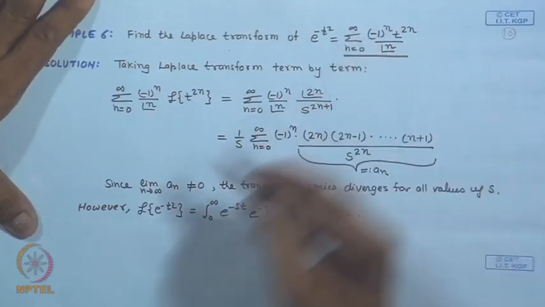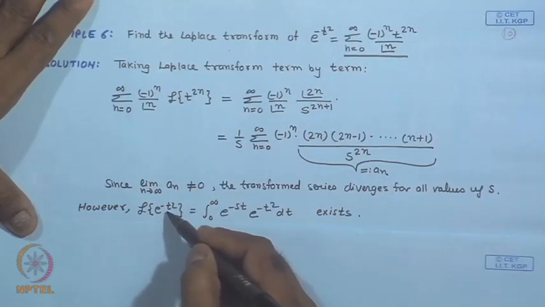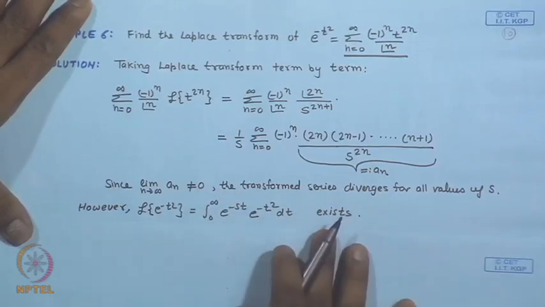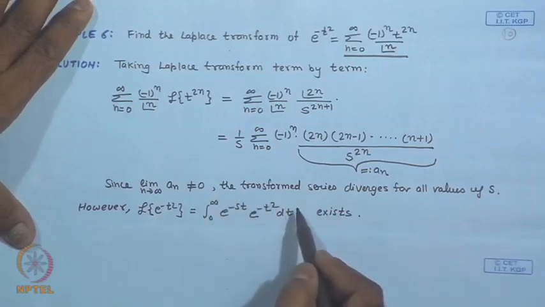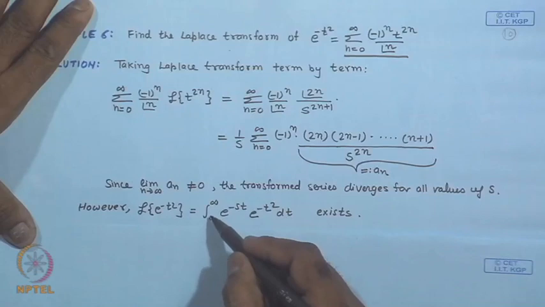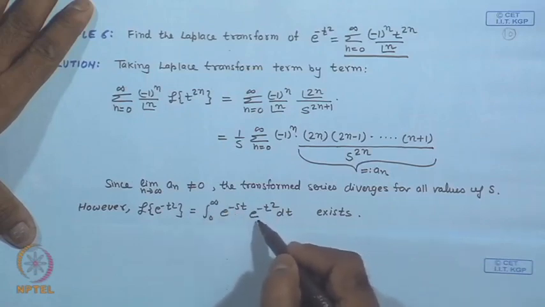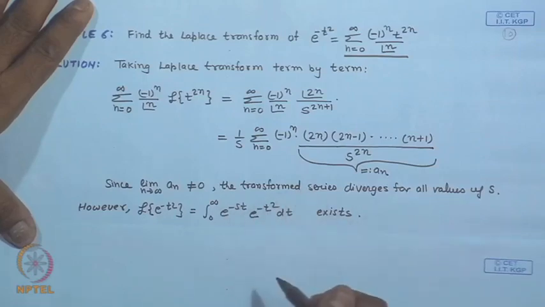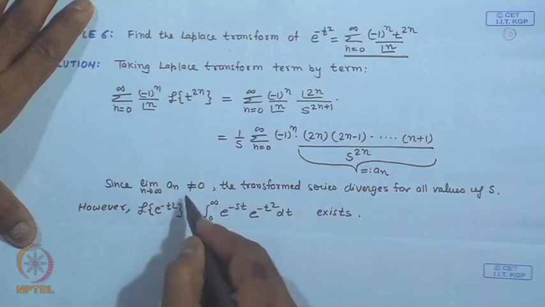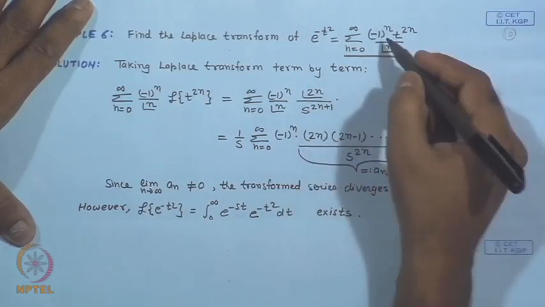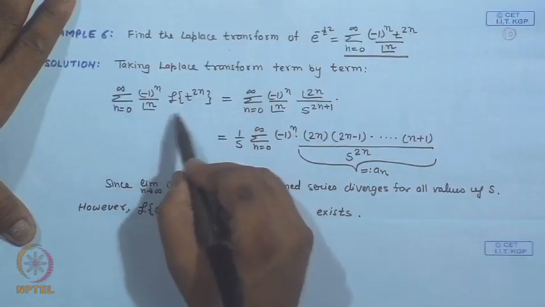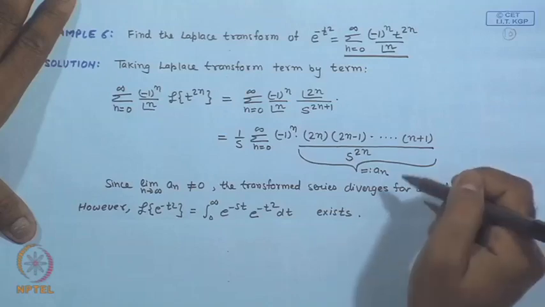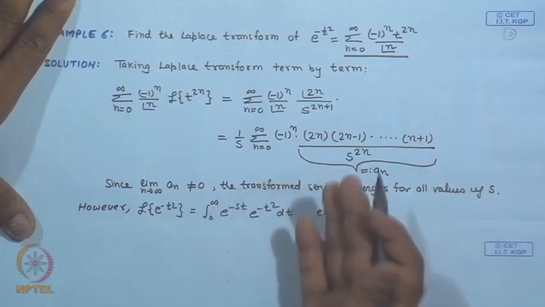However, the Laplace transform of e^(-t^2) is simply the integral from 0 to infinity of e^(-st - t^2), and it is very clear that this integral exists, because e^(-t^2) is in fact bounded by 1. So, this integral is bounded by the Laplace transform of 1, that is 1 over s. So, this Laplace transform exists, even though if we apply the Laplace transform to the series term by term, the transform series does not converge. So, we have to be very careful here.